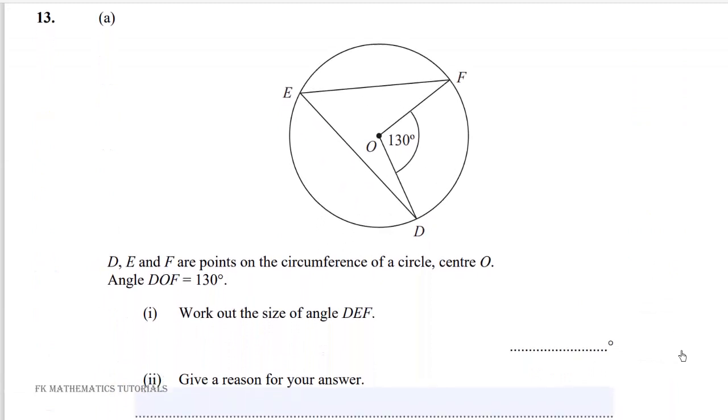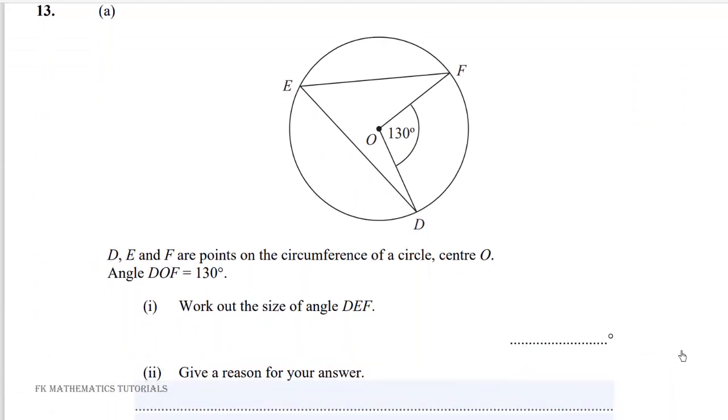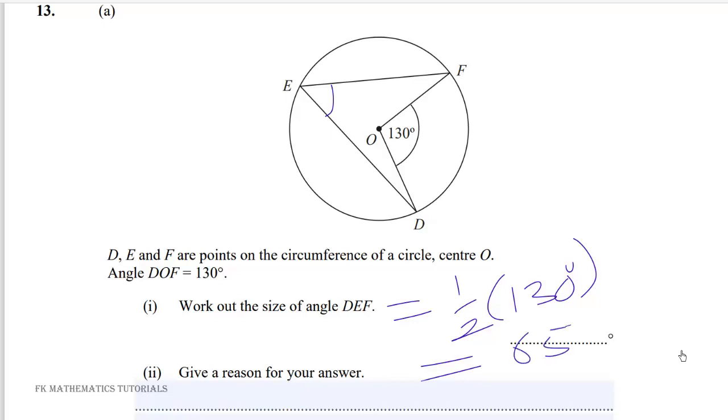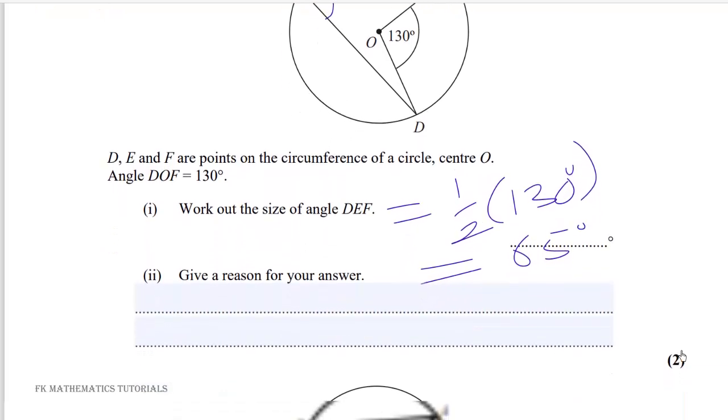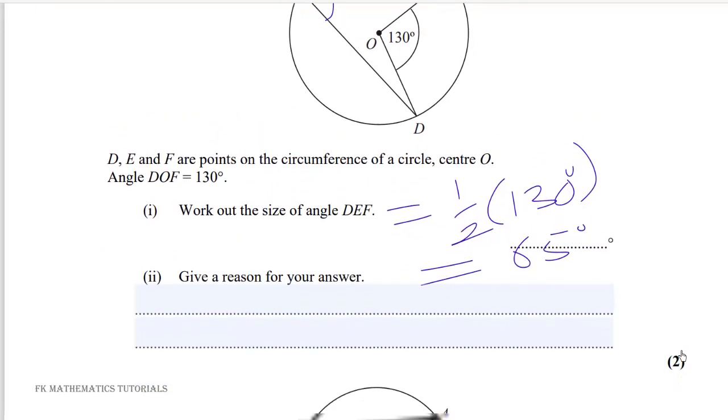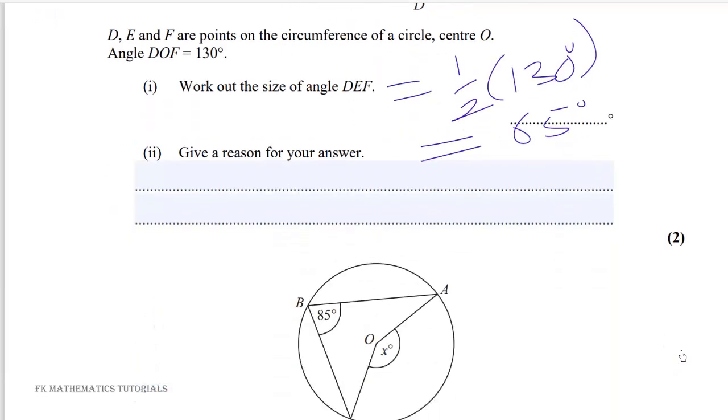Question number 13. D, E, and F are points on the circumference of a circle center O. Angle DOF is 130 degrees. Work out the size of angle DEF. So this angle here, we know that angle DEF is equal to half of angle DOF, half of 130, and that will be equal to 65 degrees. We know the reason is the angle at the center is twice the one at the circumference. The angle at the circumference is half of the one at the center.